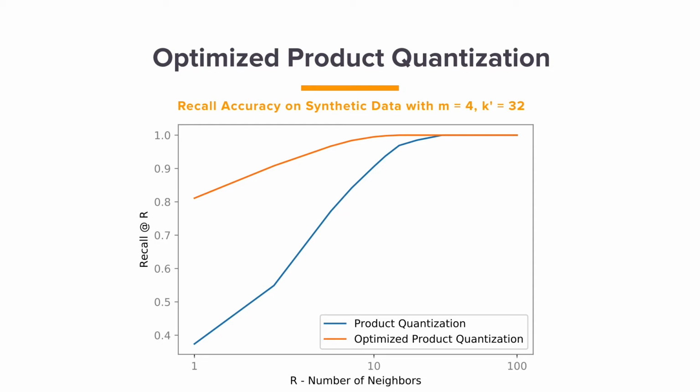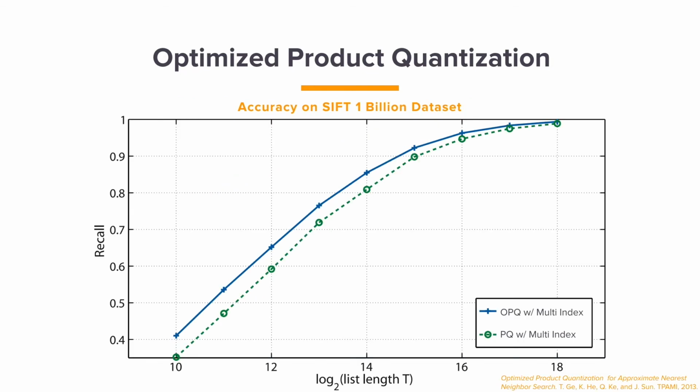So this orange one is the optimized product quantization. This is, again, a recall at R curve. So this is the recall at 1 for our toy data set, and this is different number of neighbors. At recall at, I don't know, like 10, the toy data set's getting 100% for optimized. Regular product quantization takes it a little bit longer. So that's pretty sweet, right?